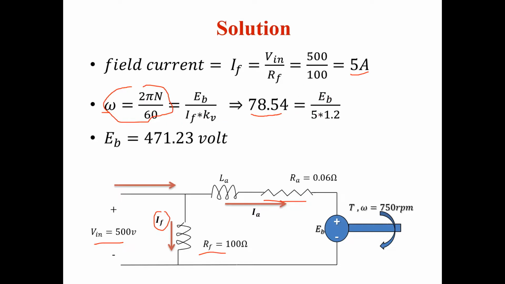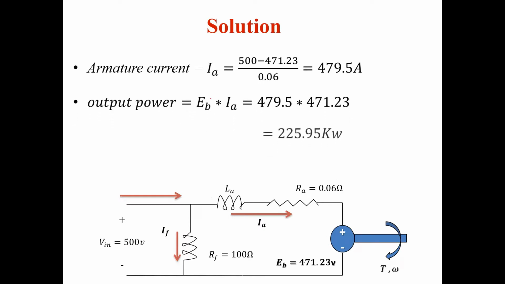So speed equals back EMF divided by I field times constant. So back EMF divided by I field, we have obtained 5, and the machine constant is 1.2. So you can easily determine the back EMF simply by multiplying this speed by the IF times K. So the back EMF will be 417.23 volt.